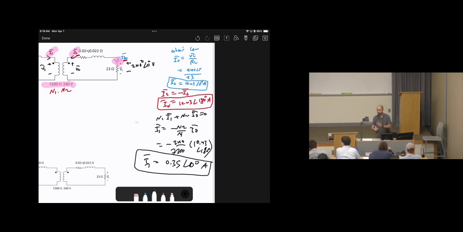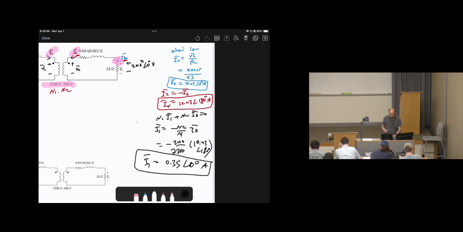Now, I calculated all of the currents. I calculated IL, I2, I1. This is very similar to what we did in the previous example. Now, the next thing is to calculate the voltages. Start from the source toward the load toward the source. How to calculate the voltages?